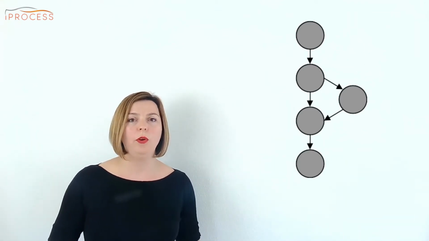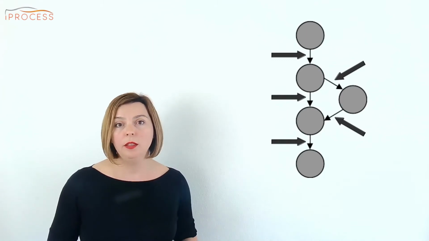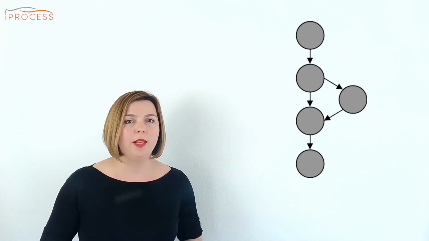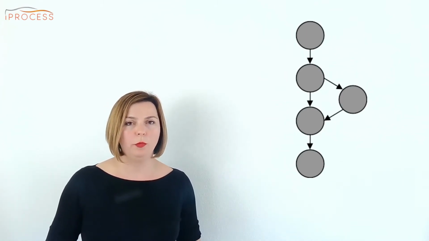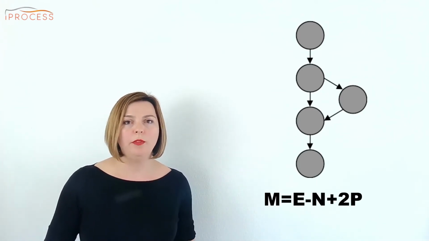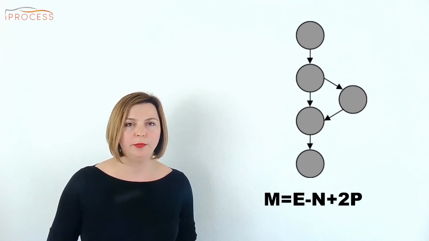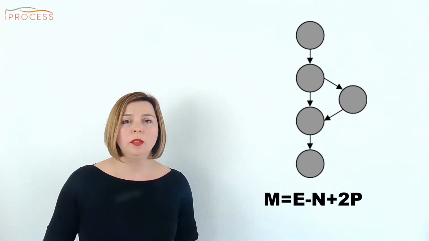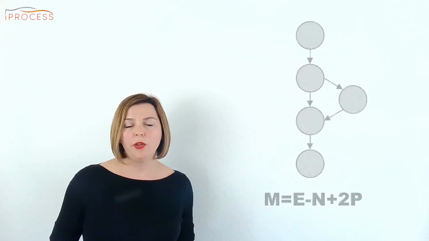This control flow has a number of edges and nodes. The cyclomatic complexity can be calculated using the formula: edges minus nodes plus 2 times the number of unconnected parts of the graph. Typically, the number of unconnected parts is 1 if we measure a function.